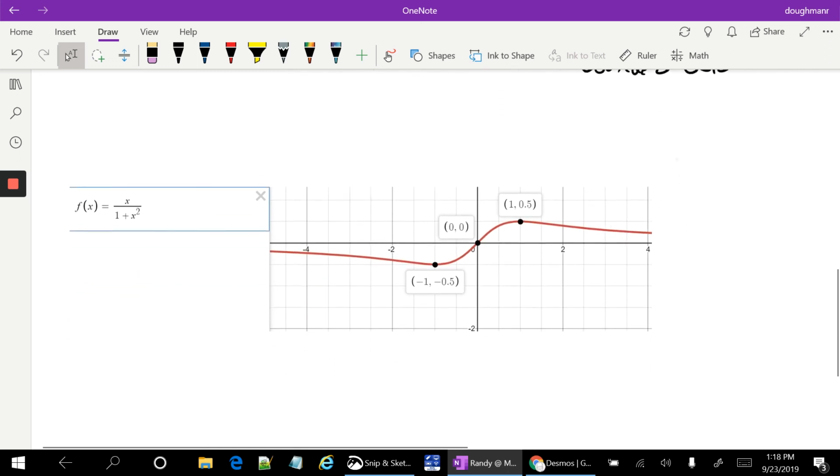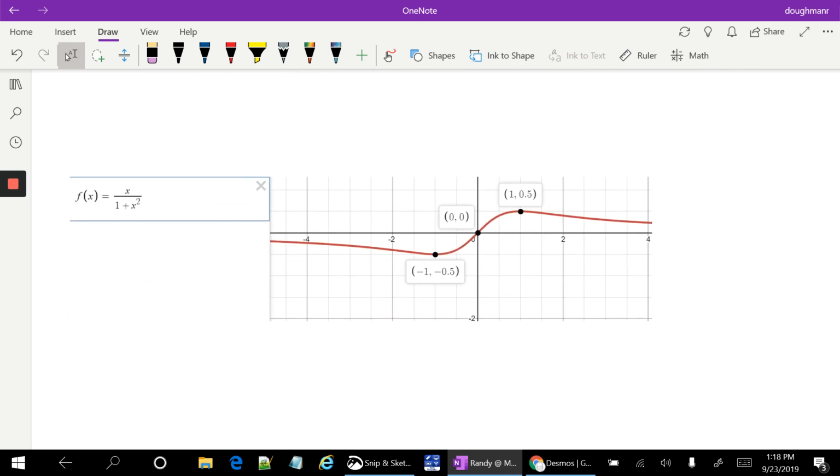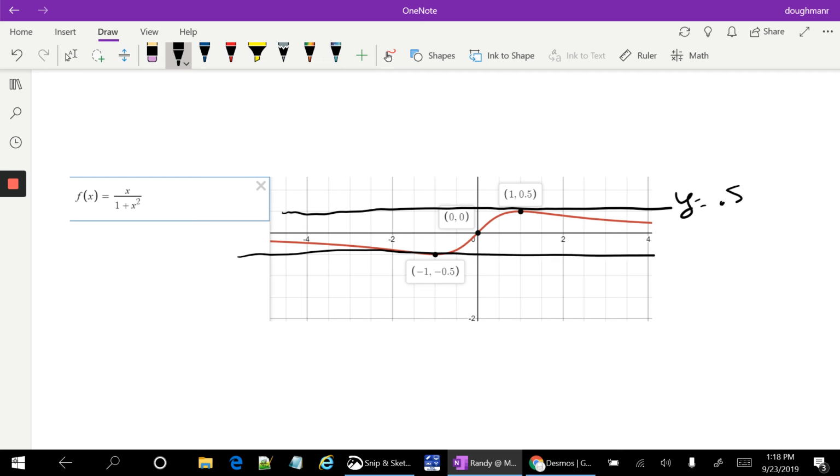Another one is this function x divided by 1 plus x squared. To me, this looks like there's an upper bound, right, at y equals 0.5, and there's a lower bound at y equals a negative 0.5. So we say this is bounded because there's both an upper and a lower bound. And what we say is f of x is less than or equal to 0.5 and greater than or equal to a negative 0.5.